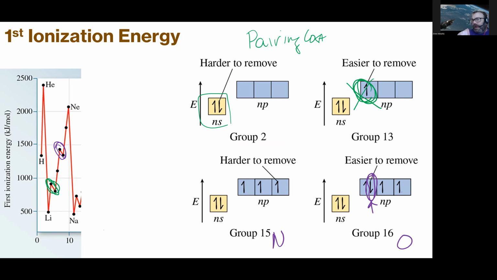Remember we talked about a half-filled subshell. So here's a half-filled subshell. It's going to be hard to remove this electron because you're getting rid of the half-filled subshell. Here, what you're doing is you're getting back your pairing energy cost, right? It's actually lower energy to unpair those electrons. So it's easier to remove the oxygen one than it is the nitrogen one, okay? I'm not going to stress too terribly much about it, but that's where those little blips come from.